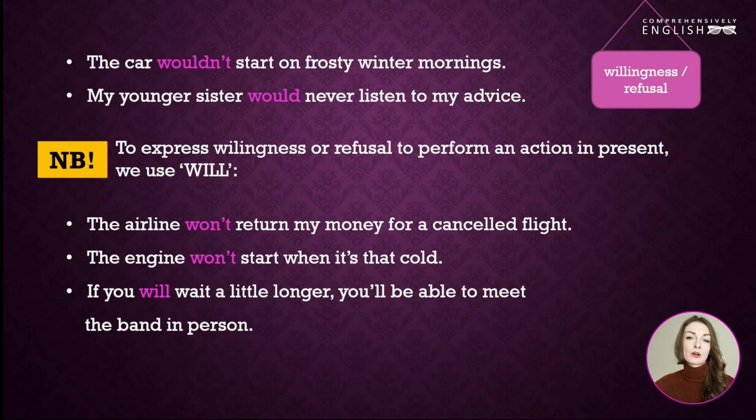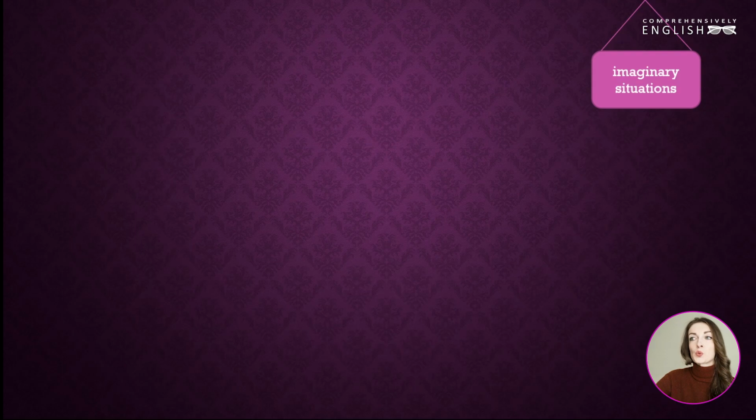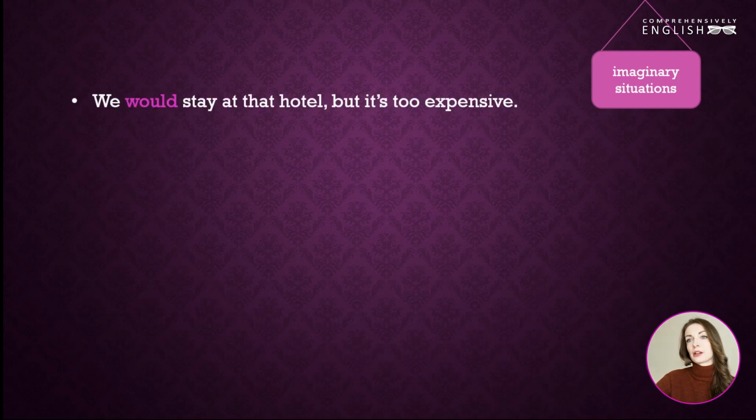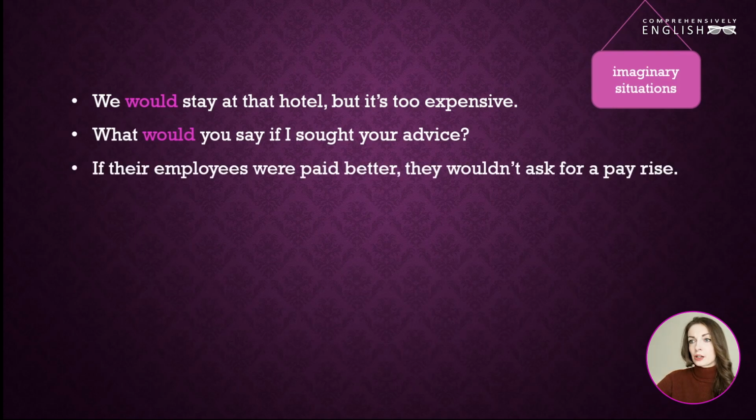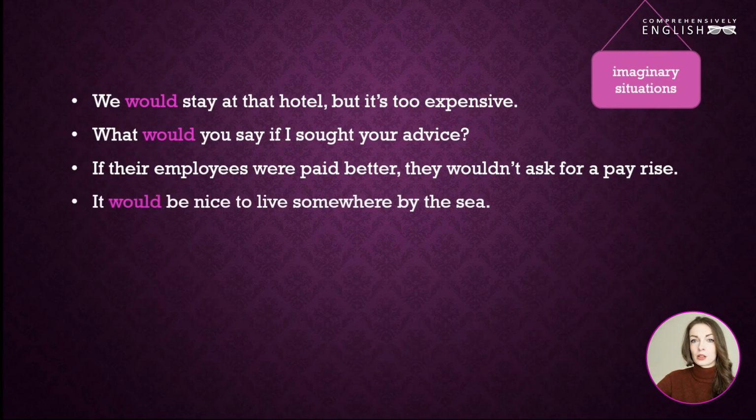We speak about the case of using will in conditional subordinate clauses in more detail in the lesson dedicated to the modal verb will. So please check that if you're interested. Now, of course, we use would in imaginary situations. As I have already said, this is the main type of sentences where you see would. We would stay at that hotel, but it's too expensive. What would you say if I sought your advice? If their employees were paid better, they wouldn't ask for a pay rise. It would be nice to live somewhere by the sea.